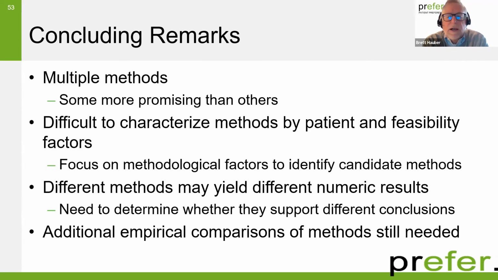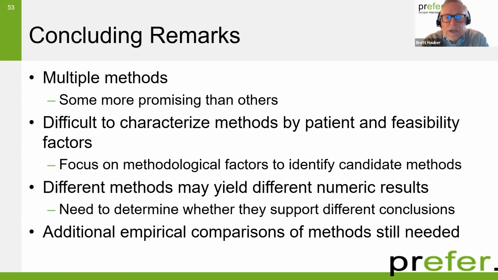So that is why I think we always wind up focusing on methodological factors and the ability of the candidate methods to answer a particular research question. We see that the different methods yield different numeric results, but one of the things that we notice as well is even in cases where we may see different numeric results, we often see that the results would lead to the same conclusion. In other words, they wouldn't be contradictory. It's more a matter of magnitude than it is direction.